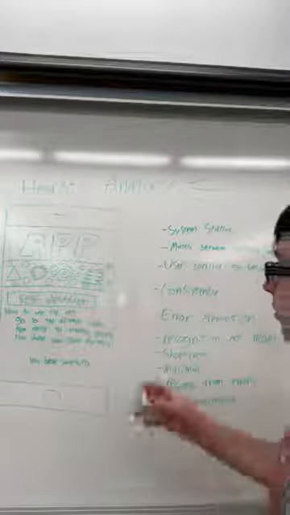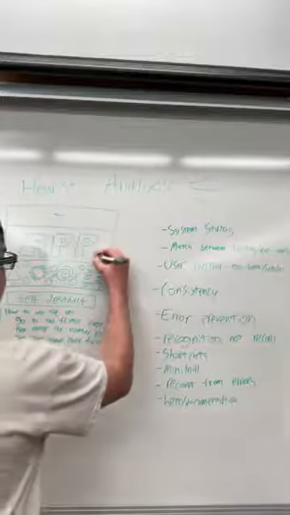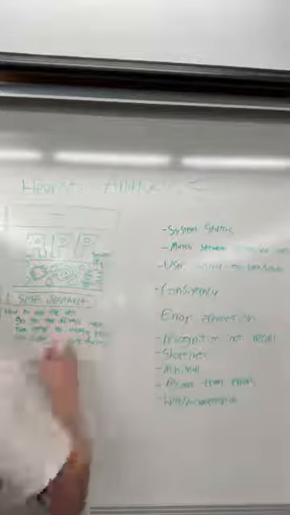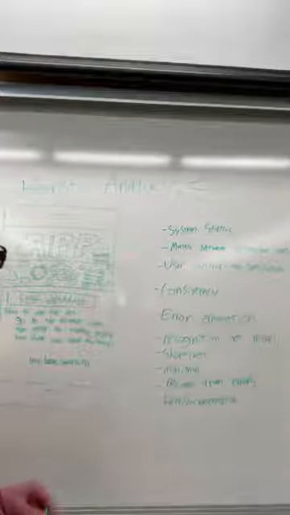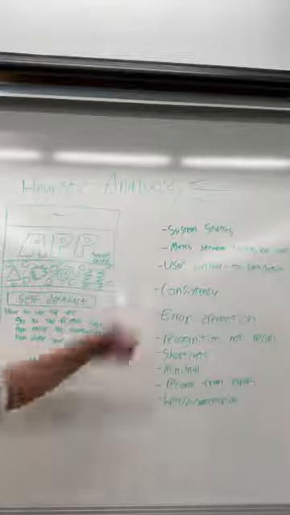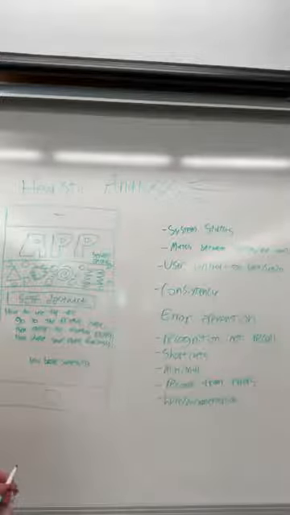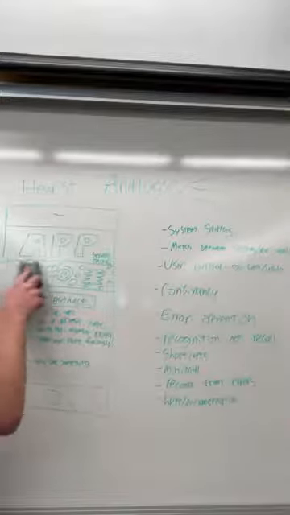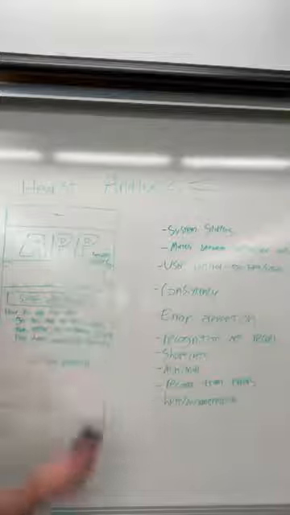So first one says system status, so you know when the app is online or not. Well, there's nothing right now, so how about we add servers online, just so you feel better about how you're connected to it. Okay, next is a match between the system and the real world. So right now we have these horrible, ugly icons that look awful and you have no idea what they do. So let's just get rid of those, and yeah.